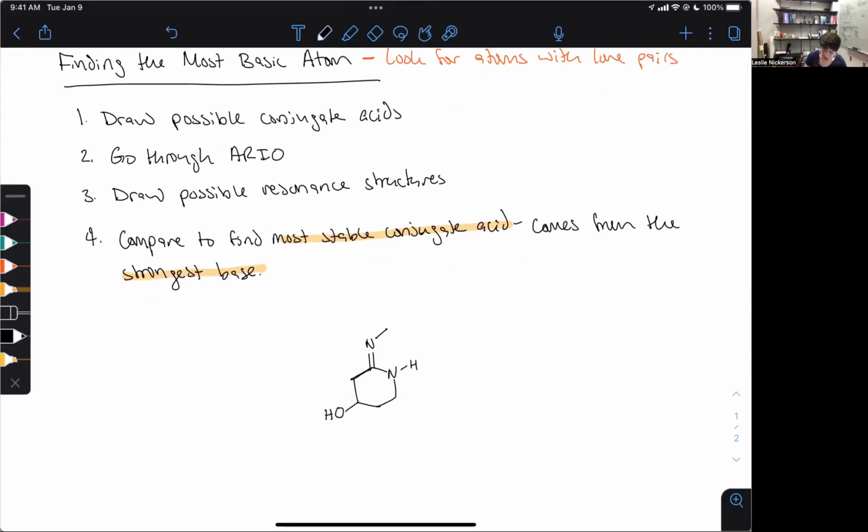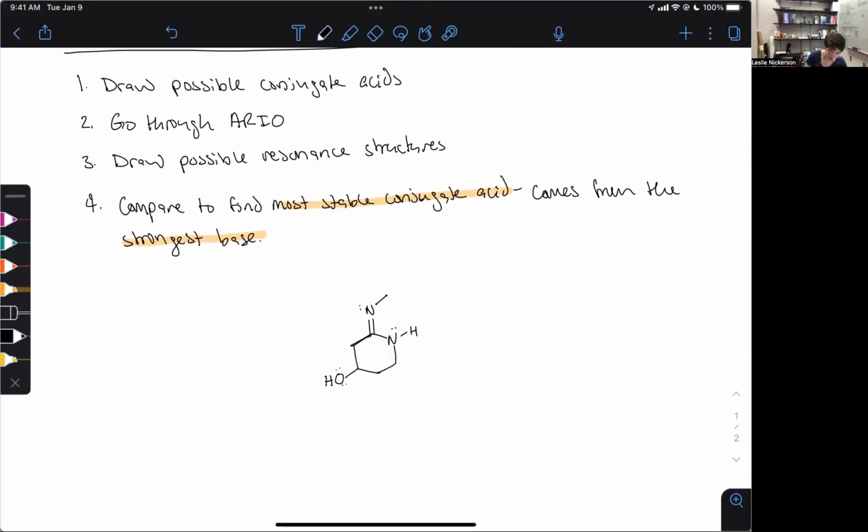Okay, so for this, we are looking at this example here. First thing I'm going to do is draw in all my lone pairs. Okay, so I have my lone pairs drawn in. So I'm essentially looking at three options here. I'm not looking at a million different protons. I just got three atoms with lone pairs on them. Then I need to draw out my conjugate acids for.